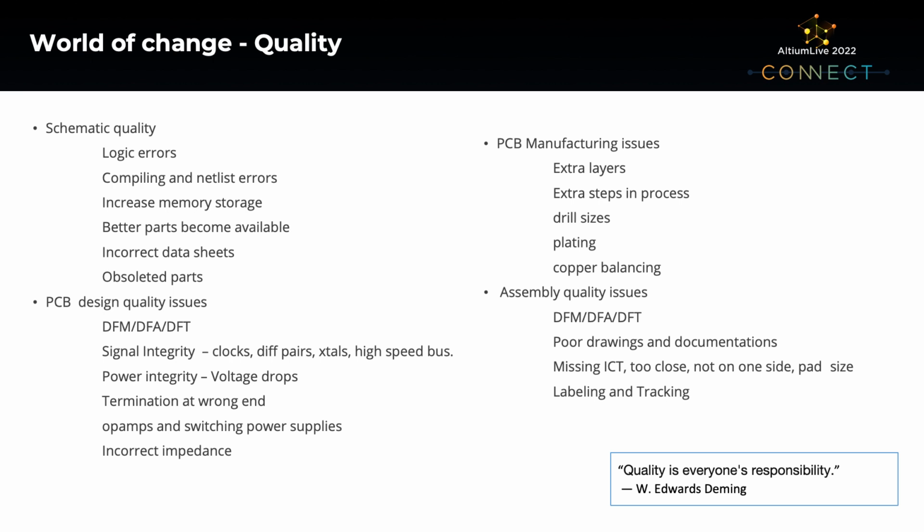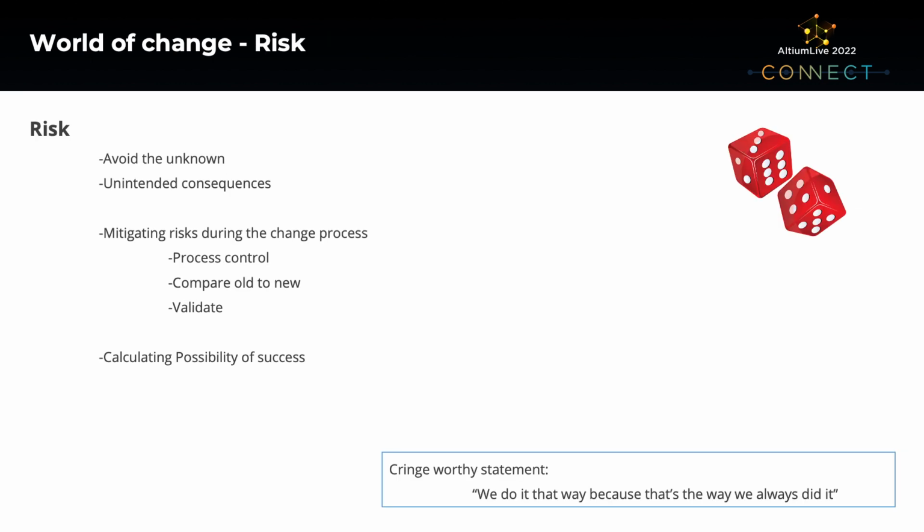So, we don't necessarily want to do things the way they were done because that's the way they always did it. No, I think that's kind of a cringeworthy statement. We want to really mitigate our risks and look at changes to the process control. And if we do make a change, we want to know that we made that change the right way.